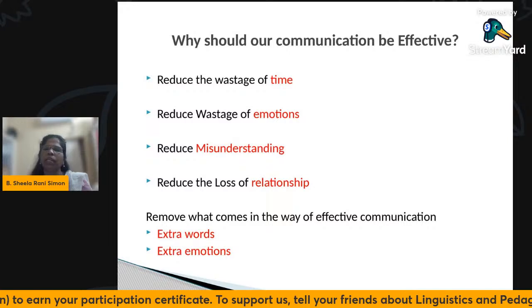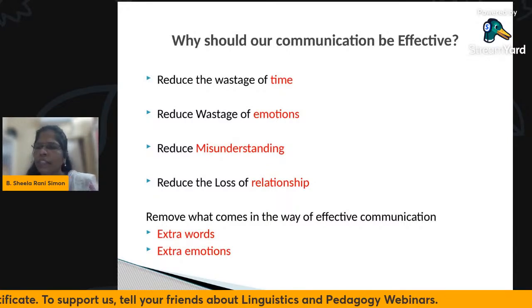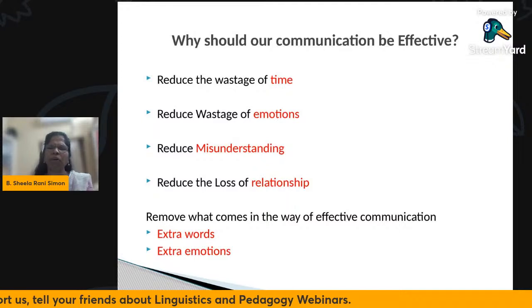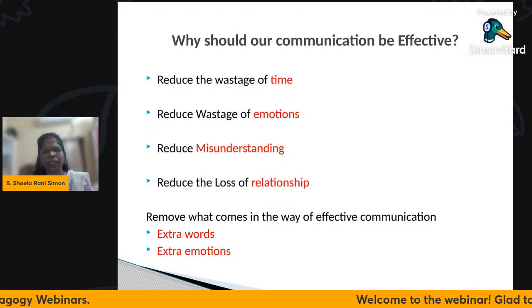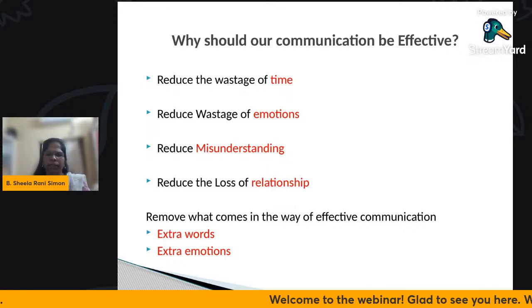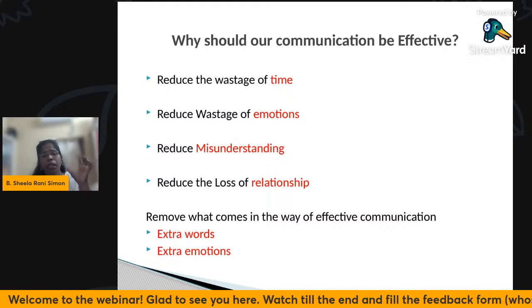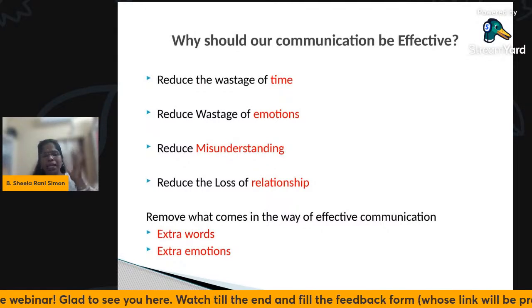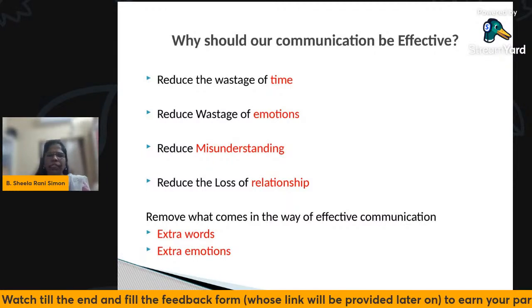Why should our communication be effective? Because we want to reduce the wastage of time. There is so much more we can do with time if we are effective communicators. We get the message across in no time if we know how to value time, and if we know how to communicate effectively in few words and in simple language. So we can reduce time.